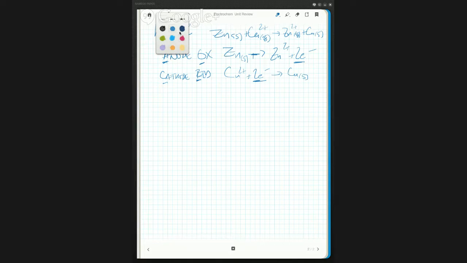So let me just highlight a few things. Oxidation happens at the anode. Reduction happens at the cathode. You've got this electron being gained, which is why that's reduction. You have these electrons being lost, which is why that's oxidation. So if we have our cells here, remember, this is an electrolytic cell.